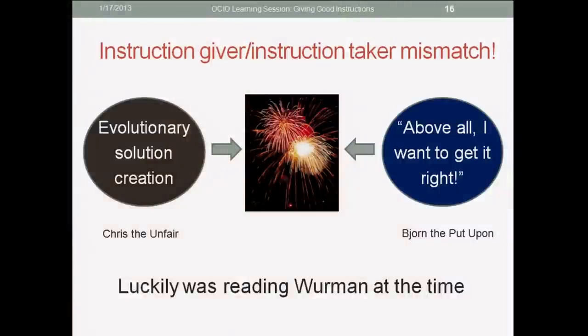Well, it turns out, as I explored it with him, that Bjorn has a very different instruction-taking style called, "I just want to get it right." Or, to put it another way, Stan, I just want to get an A. Bjorn was like a type A achiever, right? He just wanted a grade. I want to get an A. I want you to tell me I did the right thing. But every time I come in here, what you tell me is I didn't get it right again. And he was very frustrated. So, like I say, luckily we were reading Werman at the time, and it gave me some ammunition to approach it.